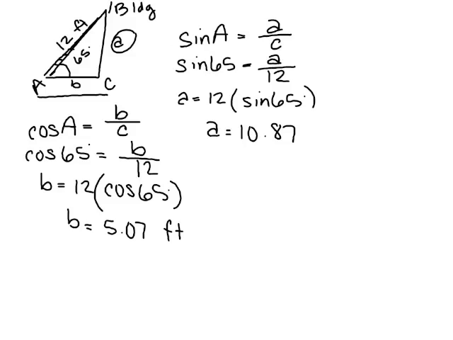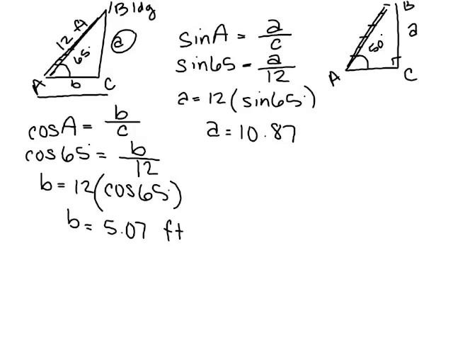If you flip your page to the top of 168, it says, our homeowner is afraid of heights, however. He does not want to place the ladder any steeper than a 50-degree angle with the ground. Here's our house. Here's our ladder. This is now a 50-degree angle. It says how far up the wall will the ladder reach? So that's my little side A.